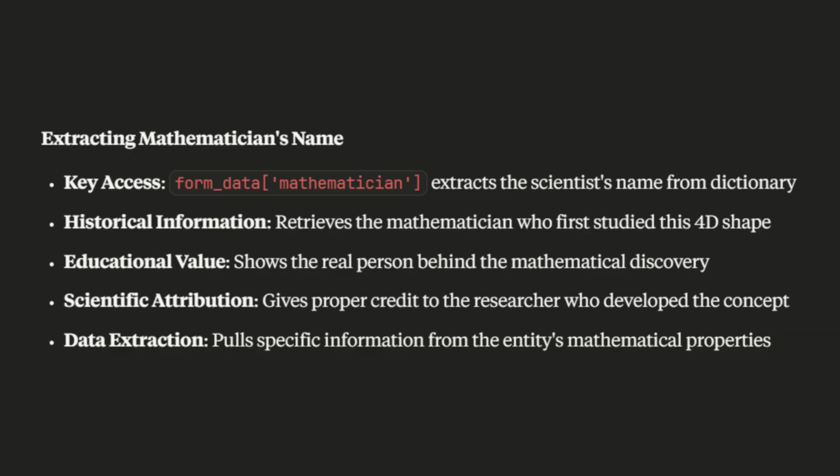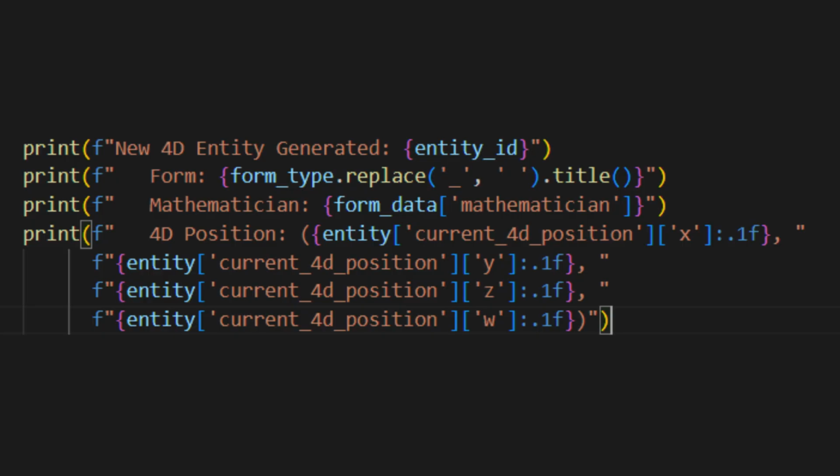Inside the curly braces, we're using form_data with the brackets and the single-quoted 'mathematician' inside of those to extract the mathematician's name from our nested dictionary structure. This might display something like "Mathematician: Charles Howard Hinton, 1904." But then we get to something really advanced, a multi-line F-string. This demonstrates professional code formatting for complex string displays.